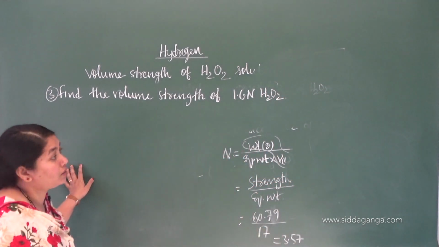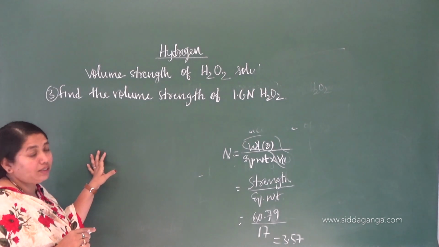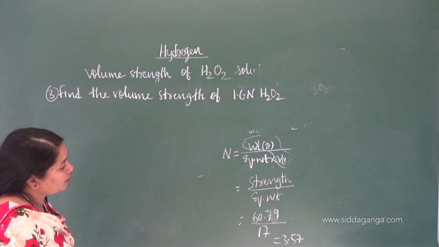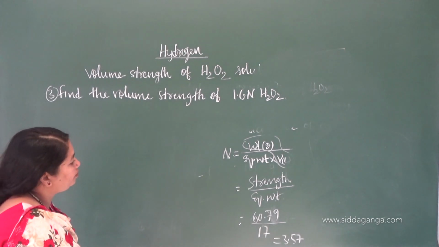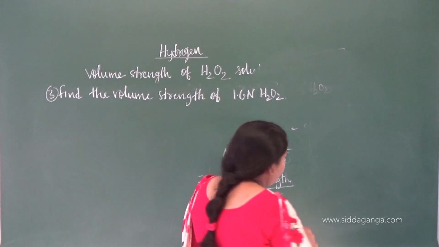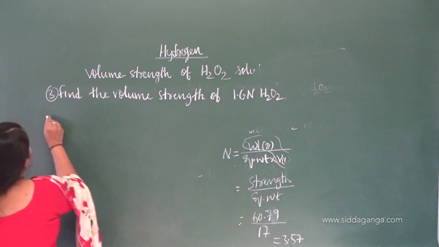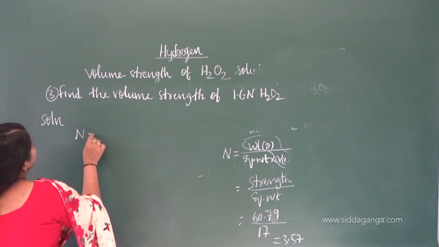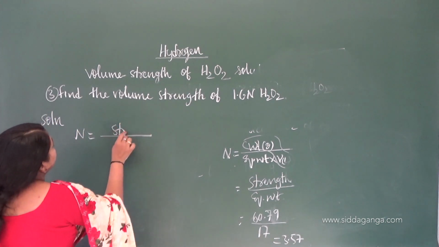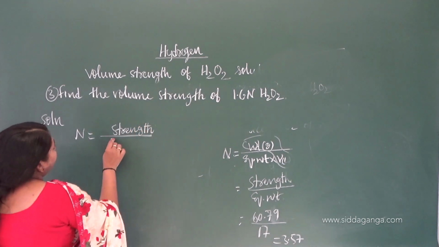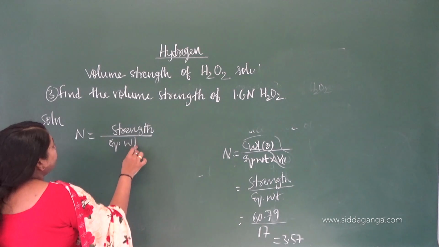This is the concept. They have given the normality, and from that we have to calculate the volume strength. So you have the expression, what is that? Normality is equal to strength divided by equivalent weight of hydrogen peroxide.